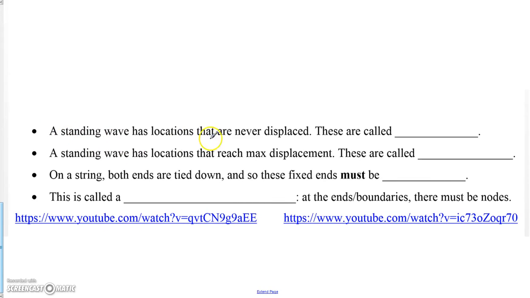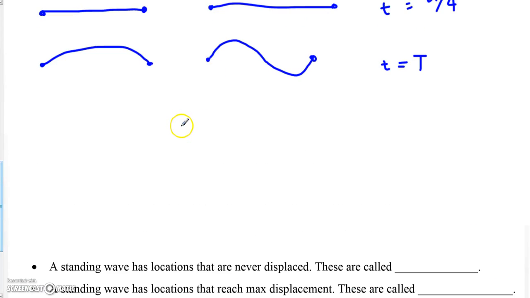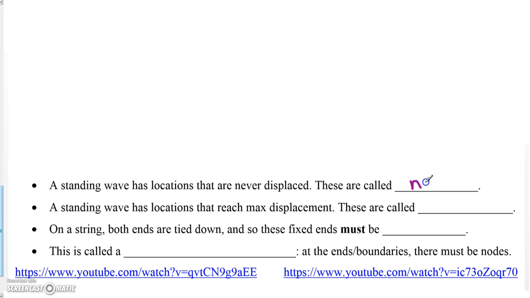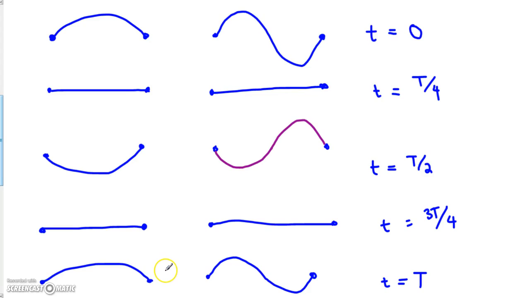We said that there are these locations that are never displaced on a standing wave. Let's mark those. Well, first, those are called nodes. And it is really important for us to note this term. Be sure you note it. Okay. So let's mark the nodes. There's a node right here at the end and at this end, because those locations never change. Those positions on the string, they never go up, they never go down.